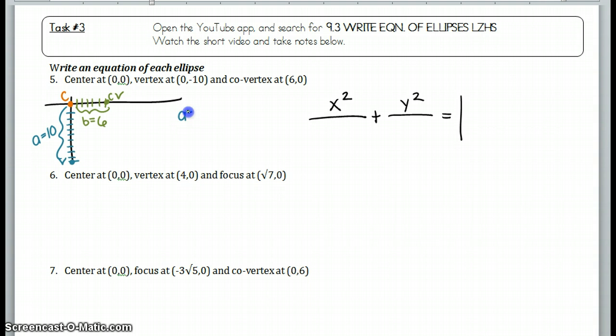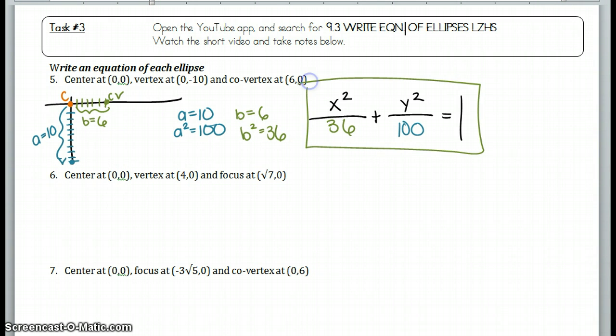Well, first of all, if a is 10, then a squared is going to be 100. And I can see that that was given to me going vertically. Since that's vertical, that value needs to go underneath the y term. b was a length of 6, so b squared would be 36. And that has to go under x since that was given horizontally. This is the equation of your ellipse.